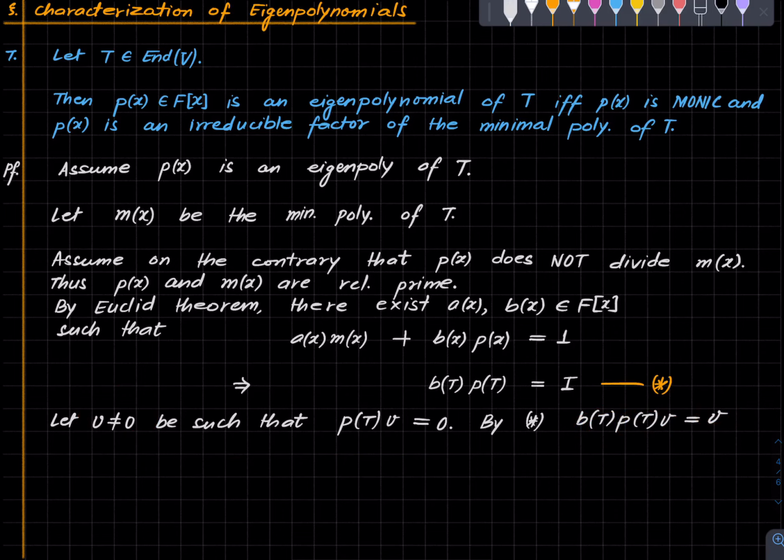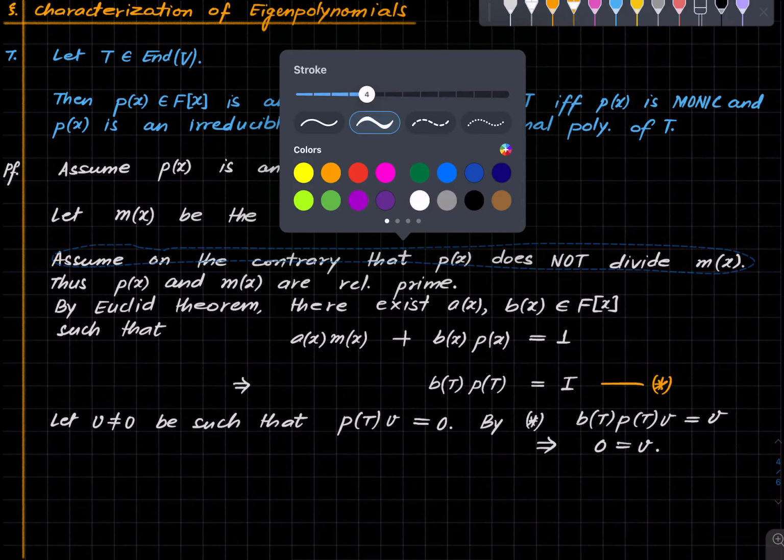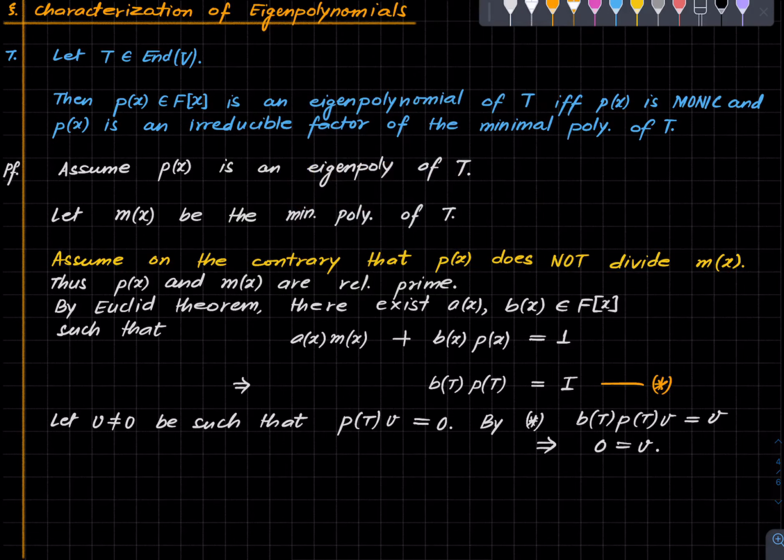So this implies 0 is v, and that's a contradiction. So this finishes this part of the proof. Our assumption that p(x) does not divide m(x) is wrong, and therefore we are done. Yeah. So this direction is fine. Now let's do the converse. So let, again, m(x) be the minimal polynomial. We have already written it, but no harm in writing it again.